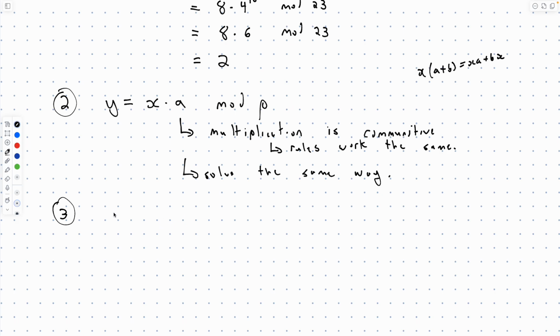Okay, y equals a to the power of x mod p. Okay, so forget about the mod p for a second. How would I solve for a if we didn't have this mod p?